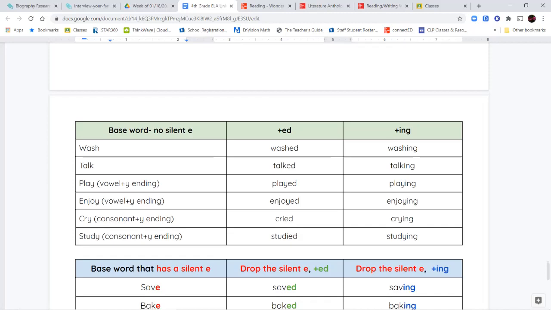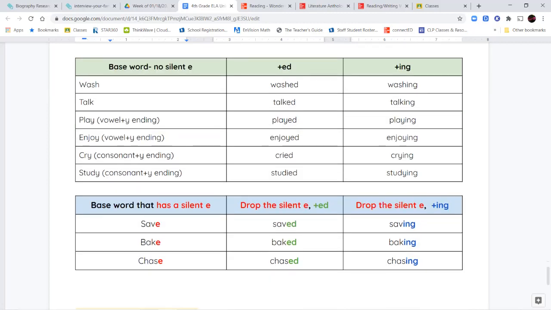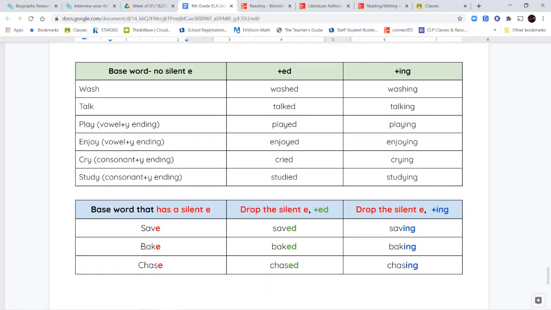And I have a table set up over here to show you guys. The first table shows you base words that do not have a silent E. The second table shows you base words that do have a silent E. So wash becomes washed or washing. Talk becomes talked or talking. Play is a vowel plus Y. So we just add the ed and the ing, played or playing. Enjoy, again, is a vowel plus Y. So enjoyed or enjoying. We're just adding the ed or ing.